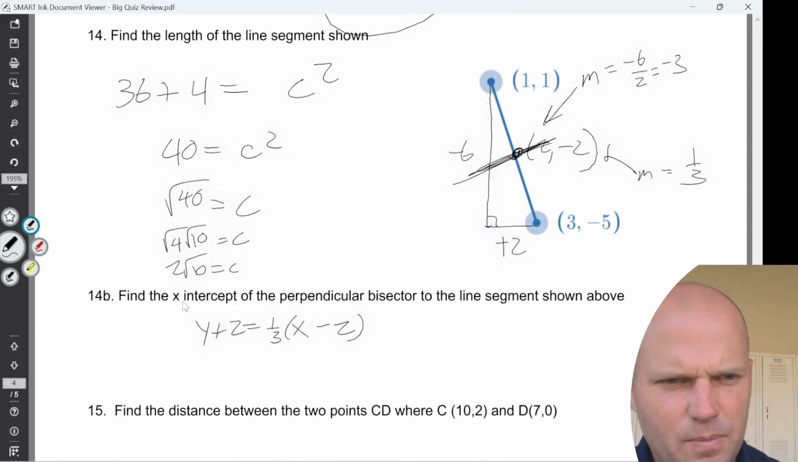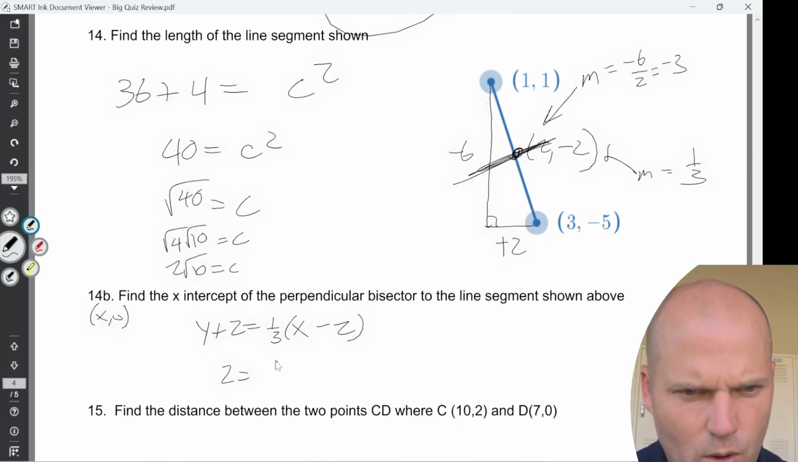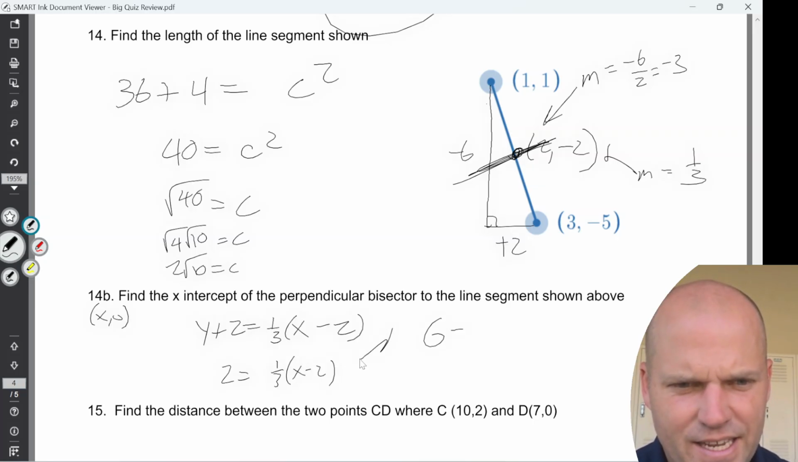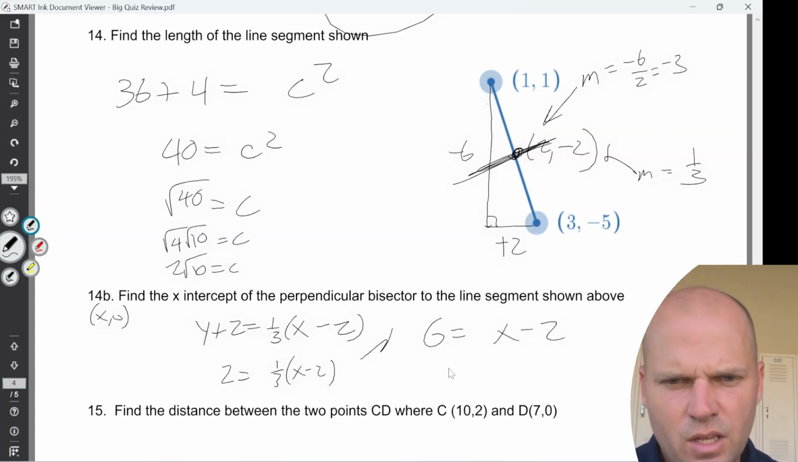The x-intercept is when y is 0. Plug in 0 for y. I'm going to multiply everything by 3 to get rid of the 1/3. When I do that, I get 6 equals x minus 2, because the 3 and the 1/3 will cancel each other out, and I get x equals 8.